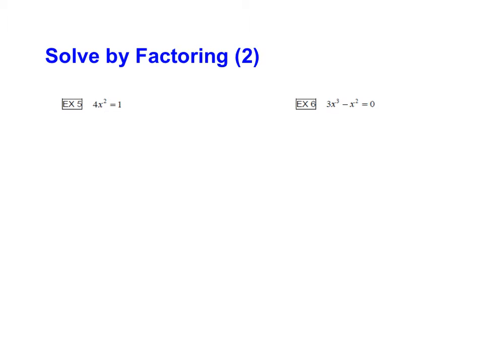All right, we have another video where we are solving by factoring. Anytime you're solving by factoring, you want to have everything on one side and 0 on the other side. So go to the side where you have your highest exponent. You want that term to be positive. So this one, I'm going to subtract 1 from both sides, and we have 4x squared minus 1 equals 0.